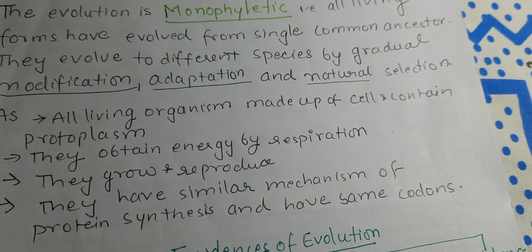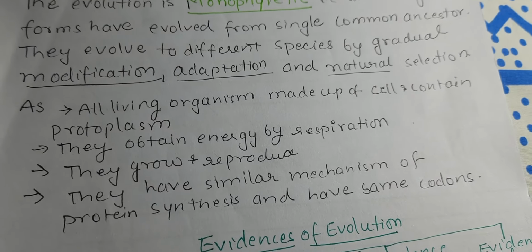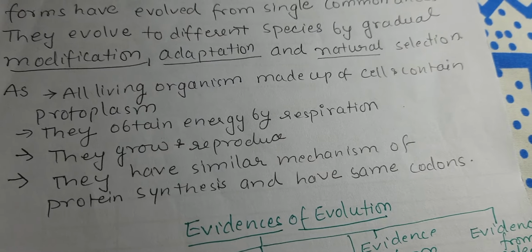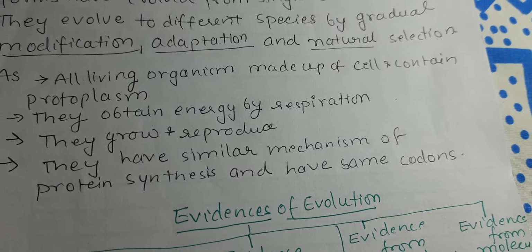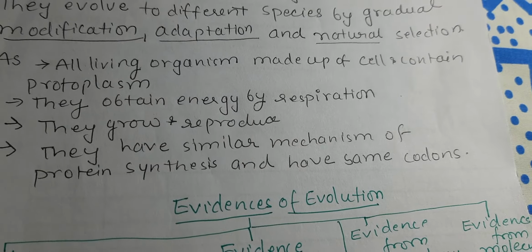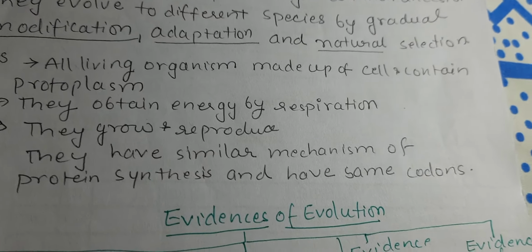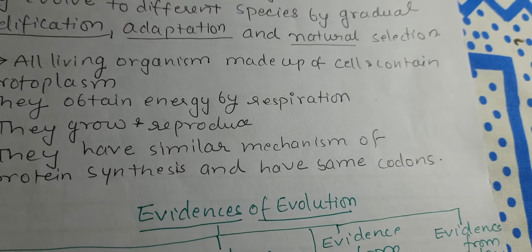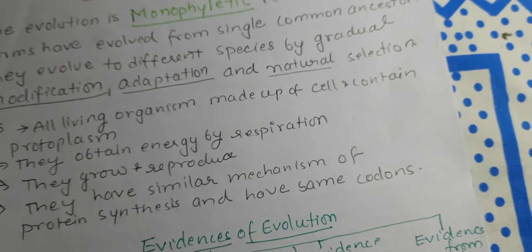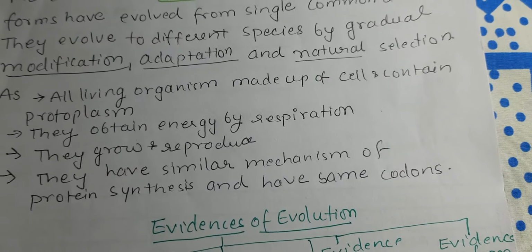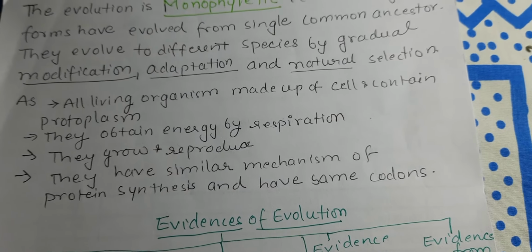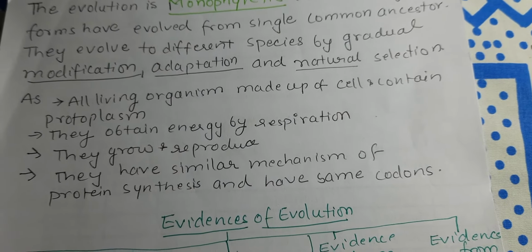As all the living organisms are made up of cells and contain protoplasm, they obtain their energy by respiration, they grow and reproduce, they have similar mechanism of protein synthesis, and all have the same codon. So these are the common features of all cells, which says that the cells have evolved from a common point. Now, what are the evolutionary evidences that we are going to study?